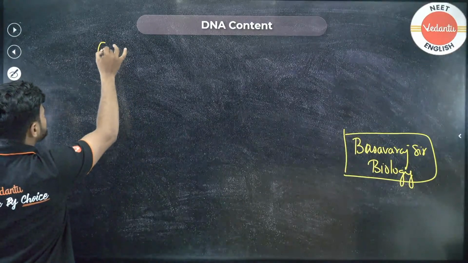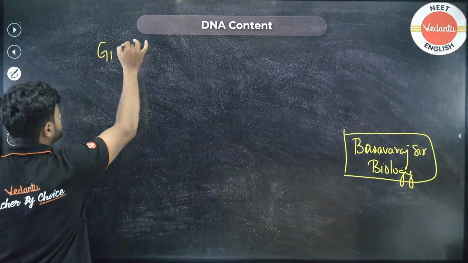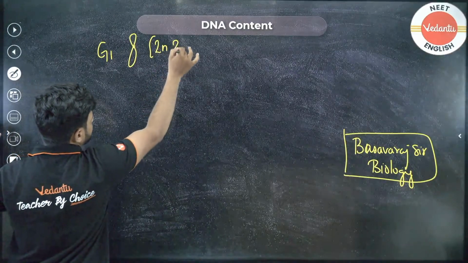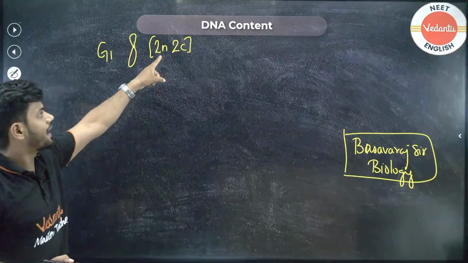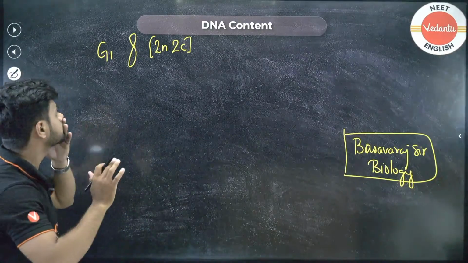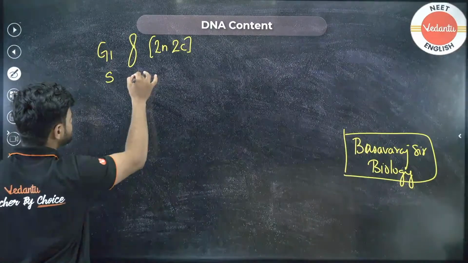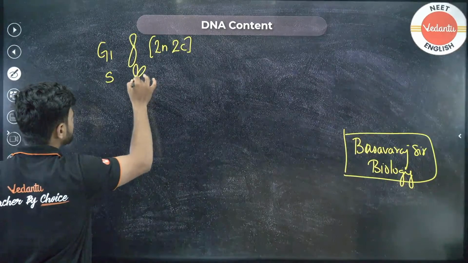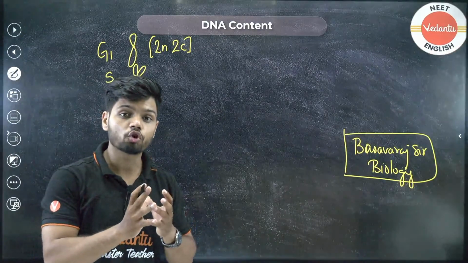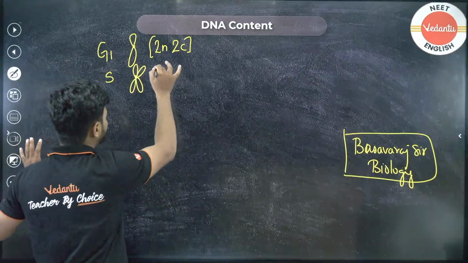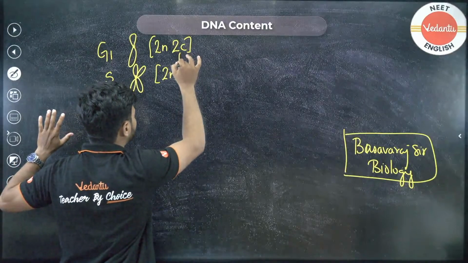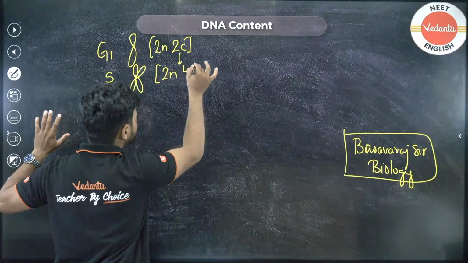Now look at the DNA content. First, let's start with G1 phase. G1 starting. This is your chromosome, and it is 2N, 2C. N is the ploidy, C is the DNA content. Okay. Now what about S? In S stage, there is duplication. There is a doubling of DNA content. But is there an increase in chromosome number? No. Chromosome number will remain 2N. 46 chromosomes will remain the same. But the DNA content will become 2C to 4C.